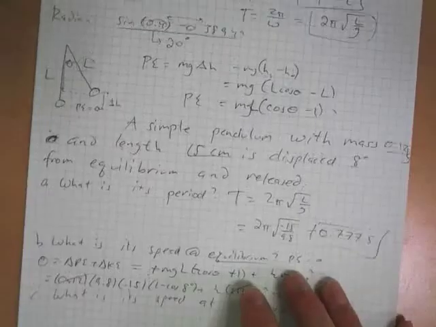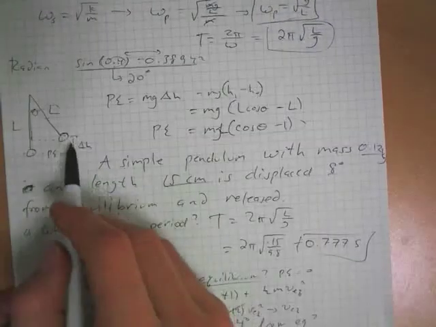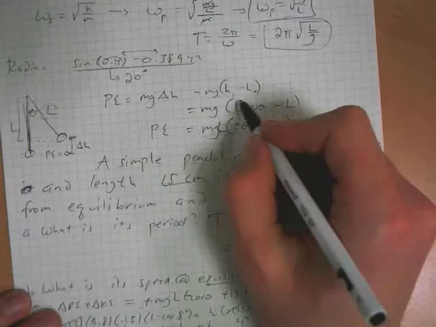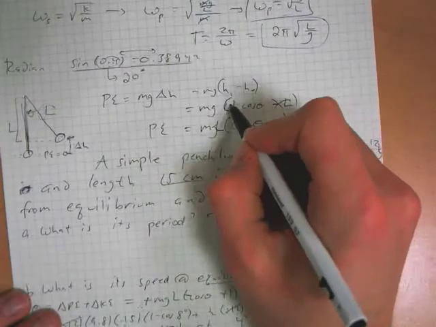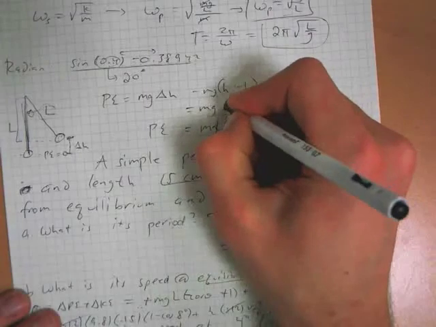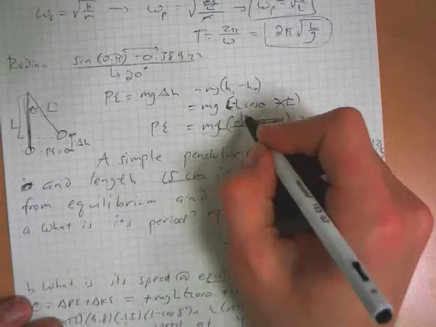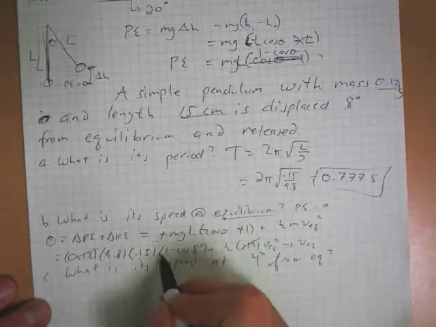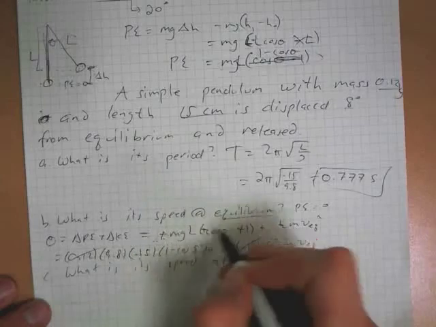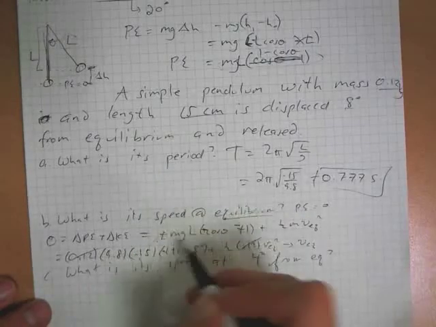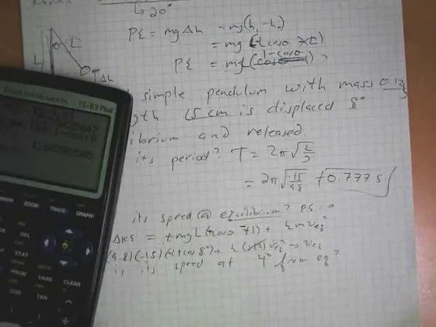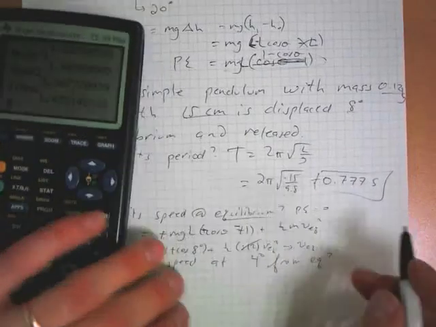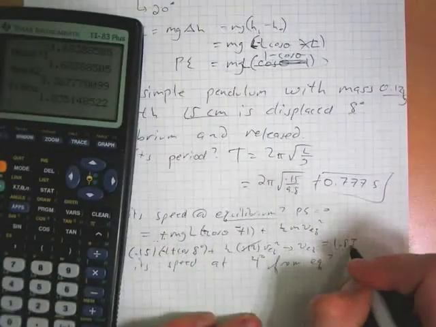Sorry, I just realized I did my delta H backwards. This distance would be this distance minus this distance. So this should be L minus L cosine theta. So this would be mgL times 1 minus cosine theta. Then down here, when it becomes negative, it is actually cosine theta minus 1. So it comes out negative, and then we move to the other side and it becomes positive. Okay, times 2, square root, and our velocity at equilibrium is 1.835 meters per second.